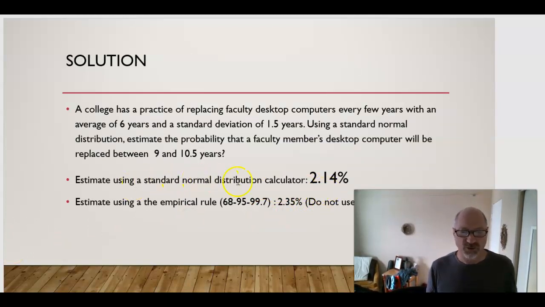So using the standard normal distribution calculator, we get this. If you use the empirical rule, you'll get 2.35%, which is a reasonable estimate, but just so you know that you need to use the calculator, make sure that you do that, because it'll give you a slightly different answer.